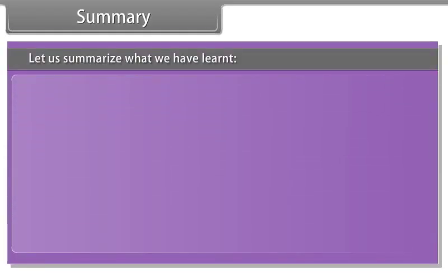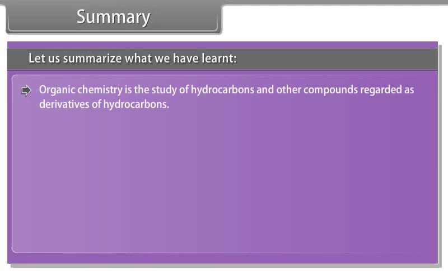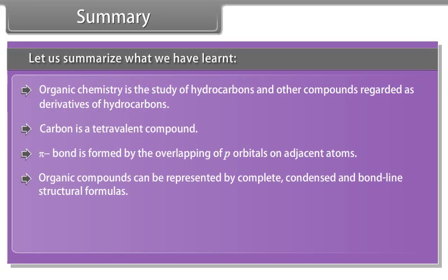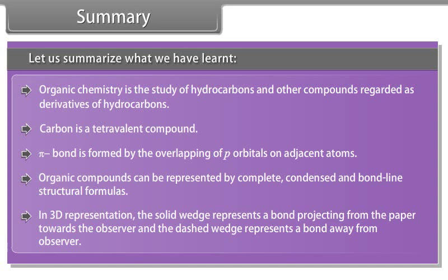Summary. Let us summarize what we have learned. Organic chemistry is the study of hydrocarbons and other compounds regarded as derivatives of hydrocarbons. Carbon is tetravalent. Pi bond is formed by the overlapping of p orbitals on adjacent atoms. Organic compounds can be represented by complete, condensed, and bond-line structural formulas. In 3D representation, the solid wedge represents a bond projecting from the paper towards the observer, and the dashed wedge represents a bond away from the observer.